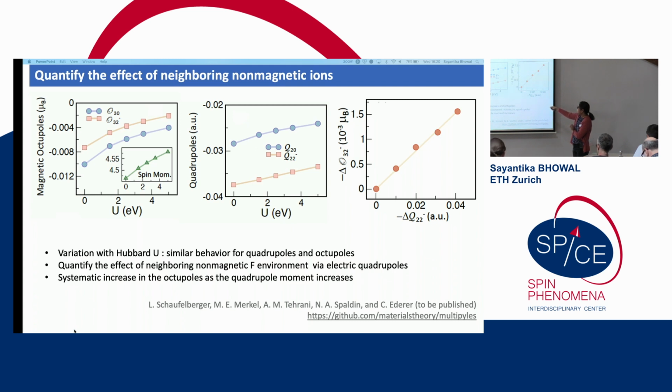Now, if we increase the value of the quadrupole moment, that is, we constrain some value of the quadrupole moments, then we can see that correspondingly the magnetic octupole moment also increases. So not only the sign but also the magnitude of the magnetic octupole moment can be controlled by manipulating both the sign and magnitude of this charge quadrupole moment.